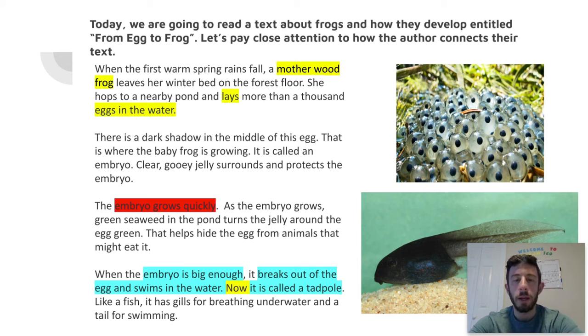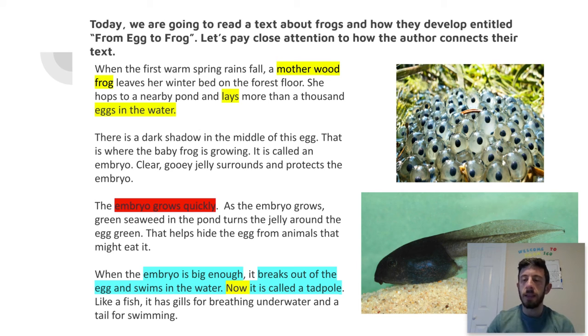The embryo grows quickly. As the embryo grows, the green seaweed in the pond turns the jelly around the egg green. That helps hide the egg from animals that might eat it. When the embryo is big enough, it breaks out of the egg and swims in the water. Now it is called a tadpole.